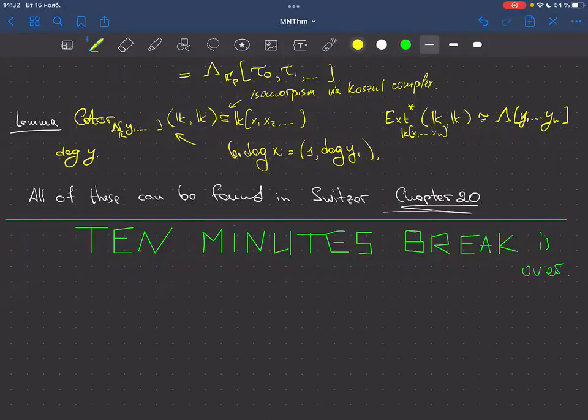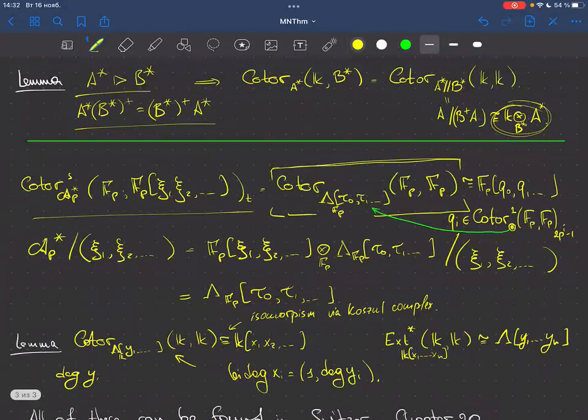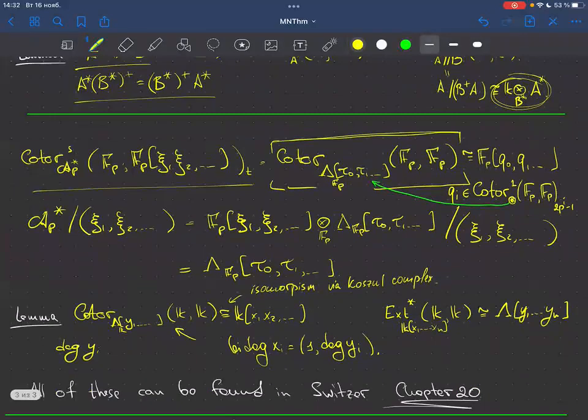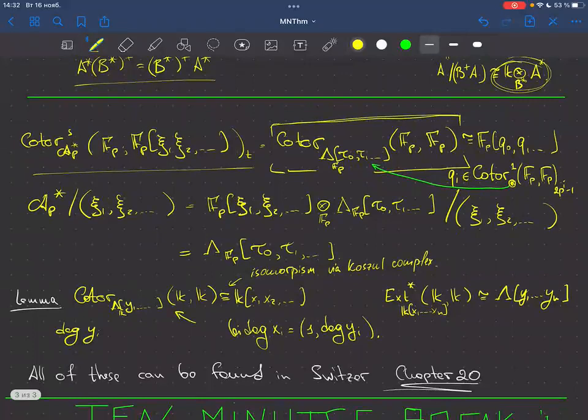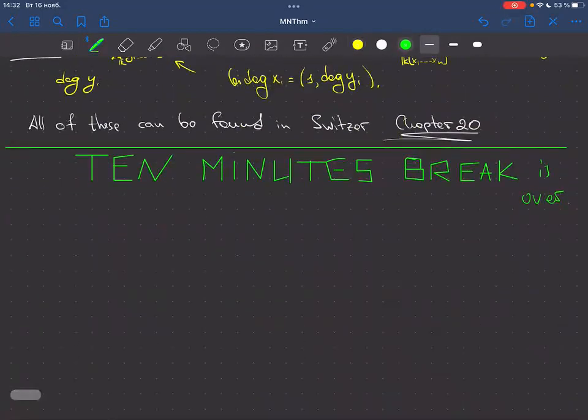Okay, so at the moment we have discussed, we have kind of computed the second page of the Adams spectral sequence. And I haven't said, but all the things I am talking about today can be found in the 20th chapter of Switzer's book. So let's move on.